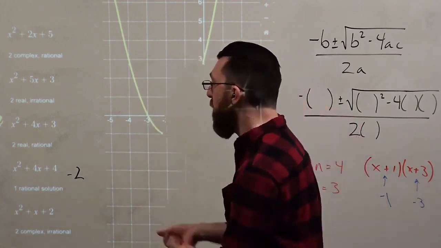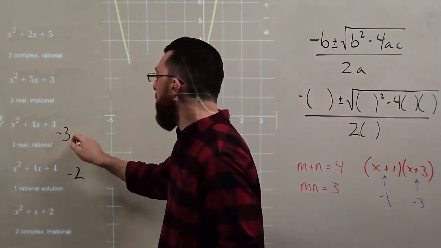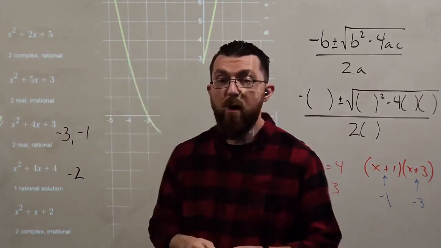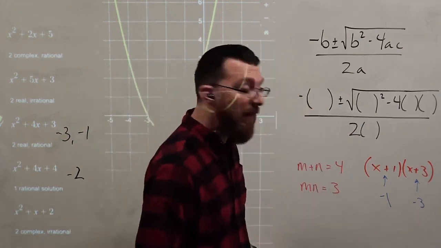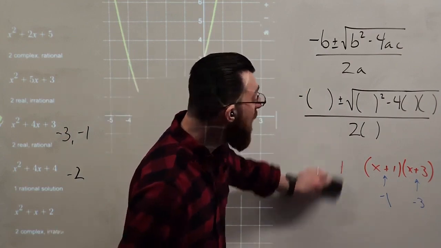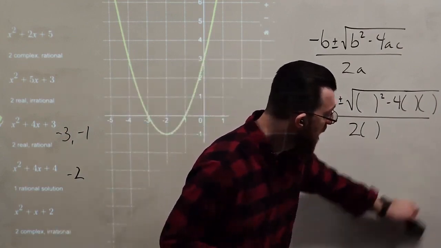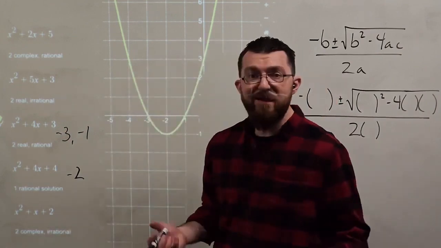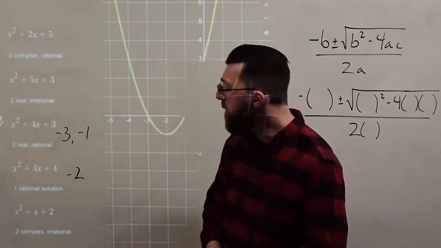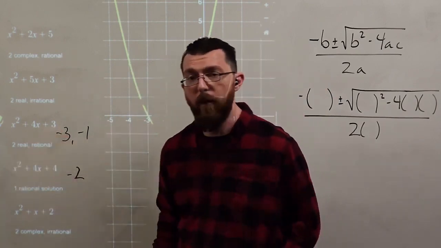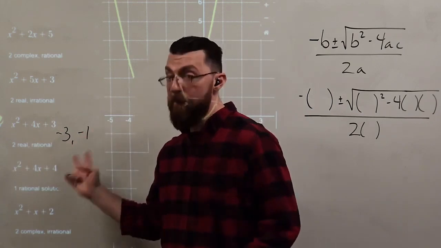So let me write those down so I can move on. -3 and -1. If you were to plug A, B, and C from that parabola into the quadratic formula, you would get those numbers. It's just a little easier if you can quickly find two numbers that multiply to make 3 and add to make 4, and then take their opposites.